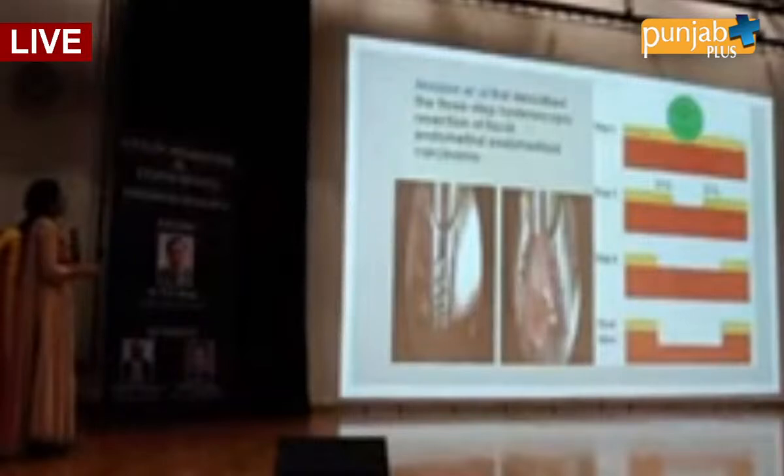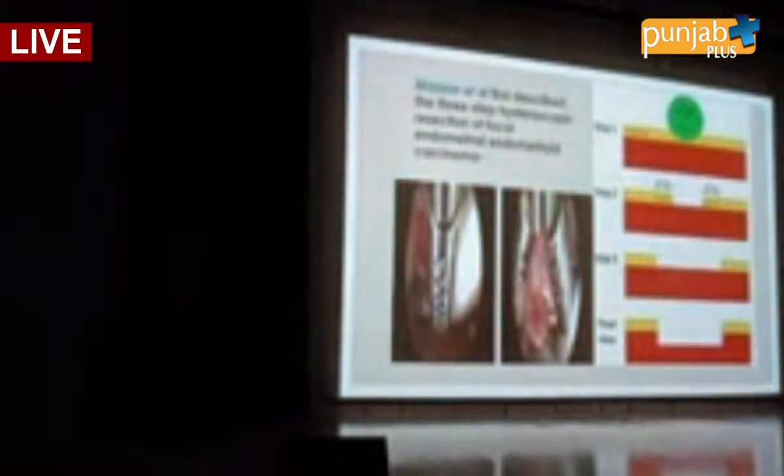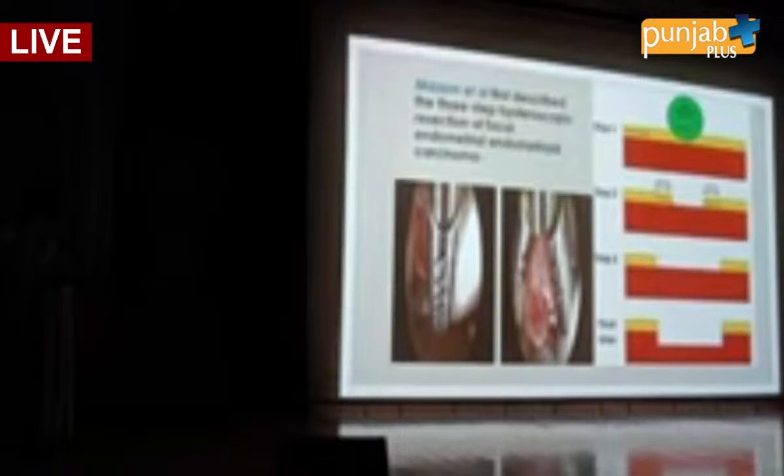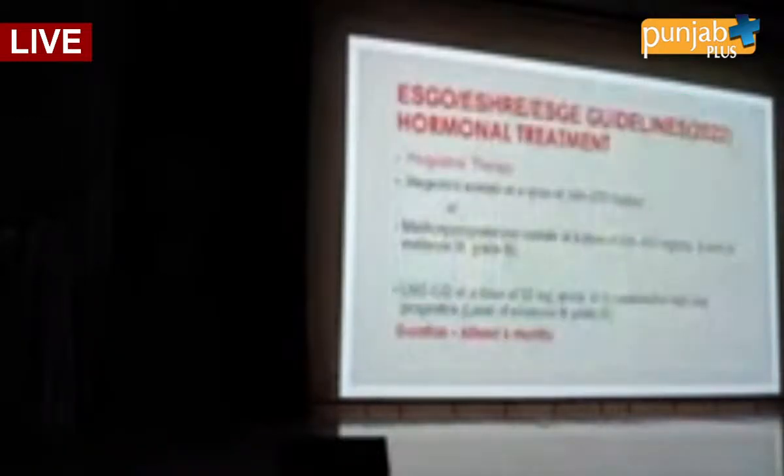He has described the hysteroscopical step in early endometrioid carcinoma in fertility sparing surgery. In the first step, he removed the focal tissue which was affecting the endometrium. In the second, 3 to 4 millimeter of the surrounding endometrium was removed. In the third step, 3 to 4 mm of the myometrium was also removed. So he had shown very good results with this. This was followed by, of course, progesterone therapy.